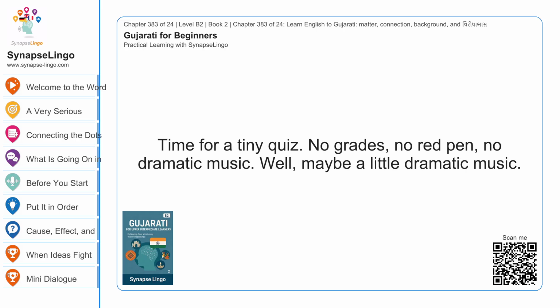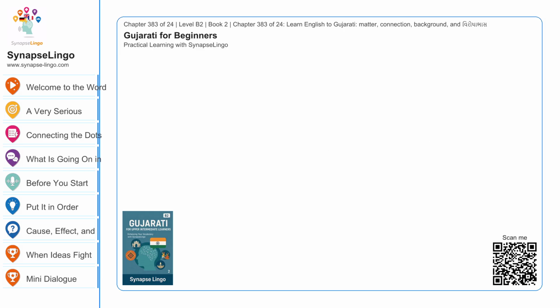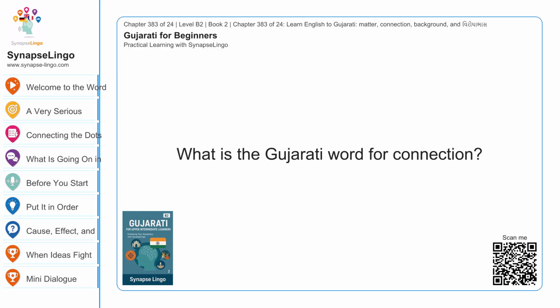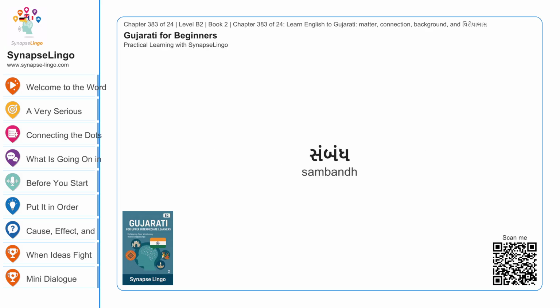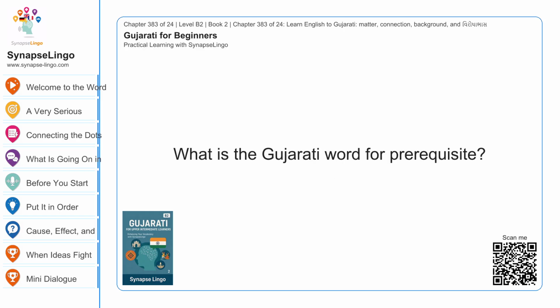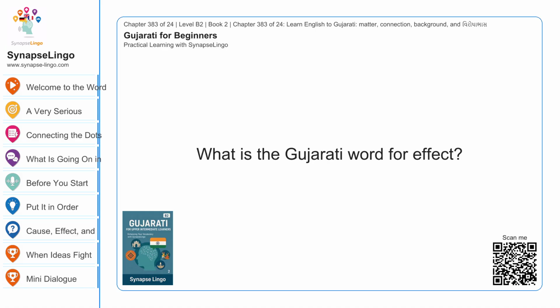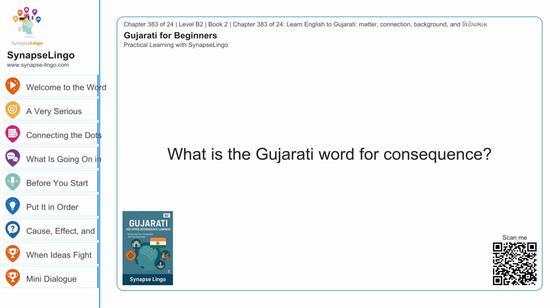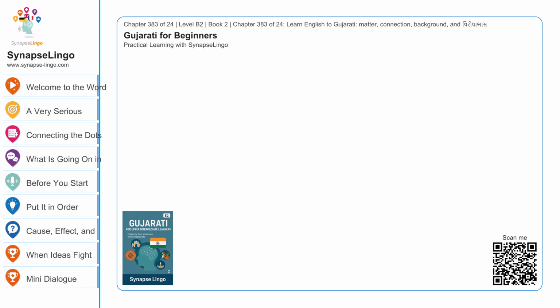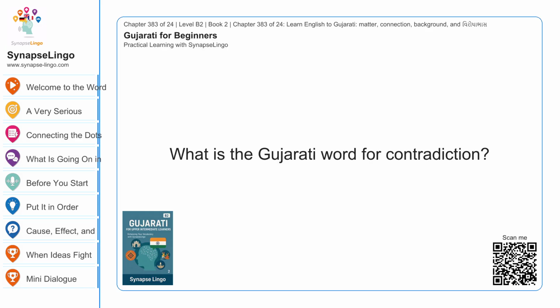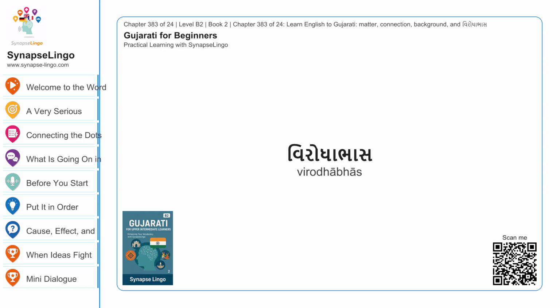Quick quiz, no panic. Time for a tiny quiz. No grades, no red pen, no dramatic music. Well, maybe a little dramatic music. What is the Gujarati word for matter? બાબત. What is the Gujarati word for connection? સંબંધ. What is the Gujarati word for background? પૃષ્ઠભૂમિ. What is the Gujarati word for prerequisite? પૂર્વશરત. What is the Gujarati word for sequence? ક્રમ. What is the Gujarati word for effect? અસર. What is the Gujarati word for consequence? પરિણામ. What is the Gujarati word for contradiction? વિરોધાભાસ.